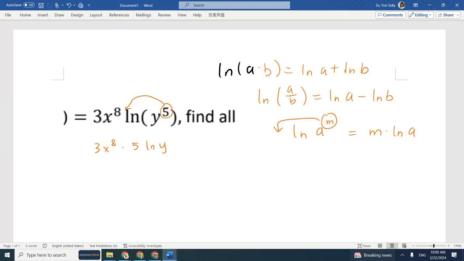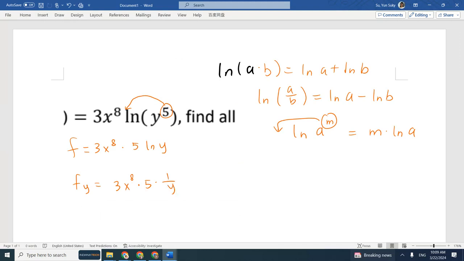See? When you differentiate, so this is f. When you differentiate with respect to y, you just copy down 3x to the 8 and 5. What's the derivative of ln y? 1 over y. See? We don't need to use the chain rule.